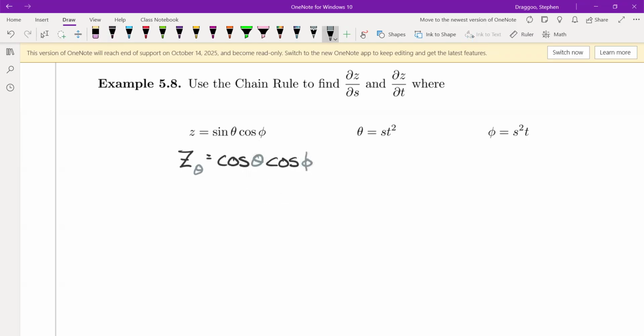And again, I'm going to put those in gray because I'm going to keep in mind that those pieces are my intermediate variables. They won't ultimately end up in my answer. They're just a tool for me to get there. So the other bit I need, z partial phi. If I take that derivative, I think I get sine theta times negative sine phi. Let's call it negative sine theta sine phi.